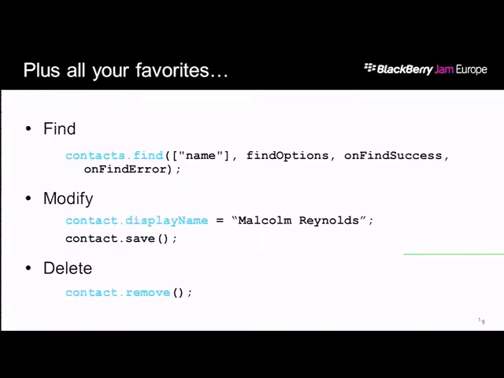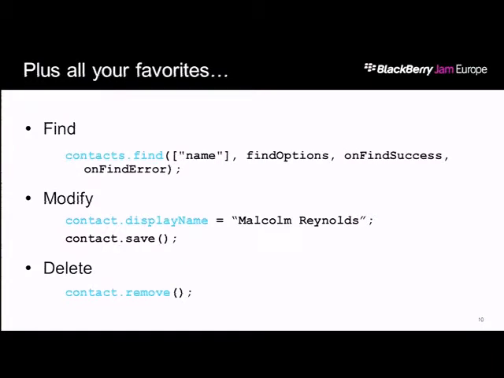Of course, we have all of the sort of typical operations you might expect for operating on the database. You can find existing entries. I wanted to call out this code here, the very first parameter there, name in brackets. This is actually an array of fields in the contact card that will be returned. So by default, not all of the fields on a contact will be returned to you, only the ones that you specify in that first parameter.